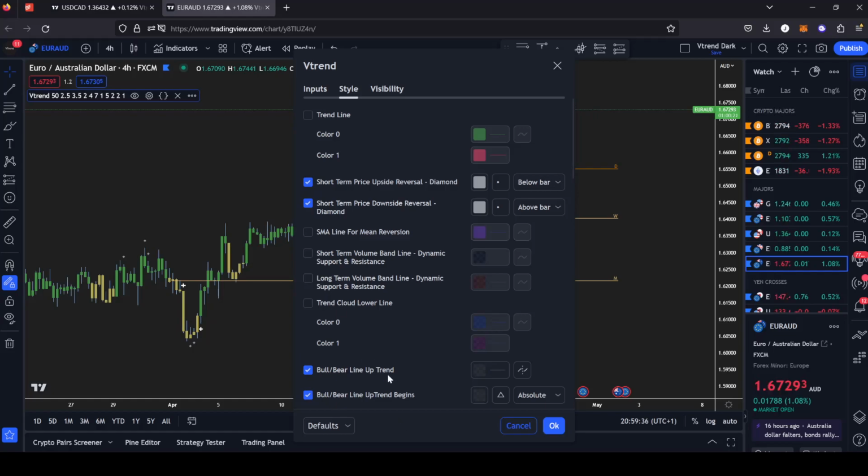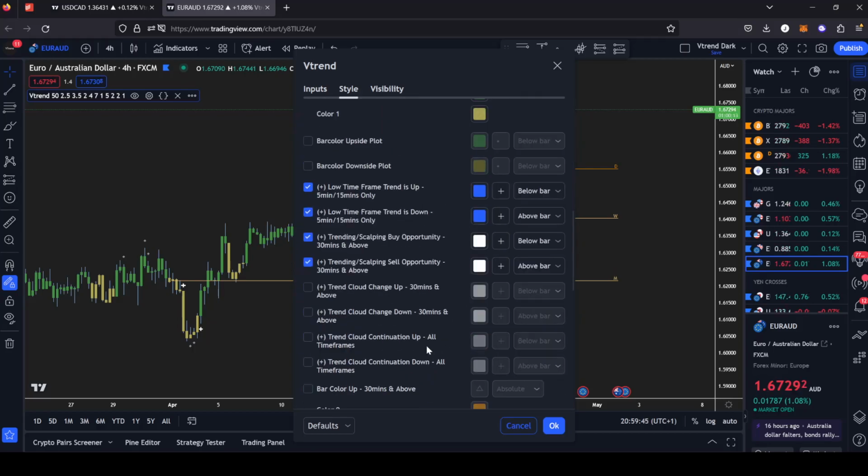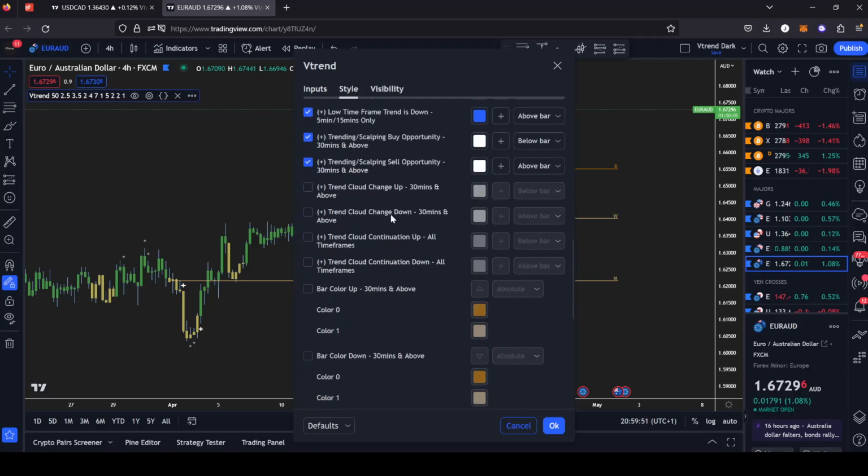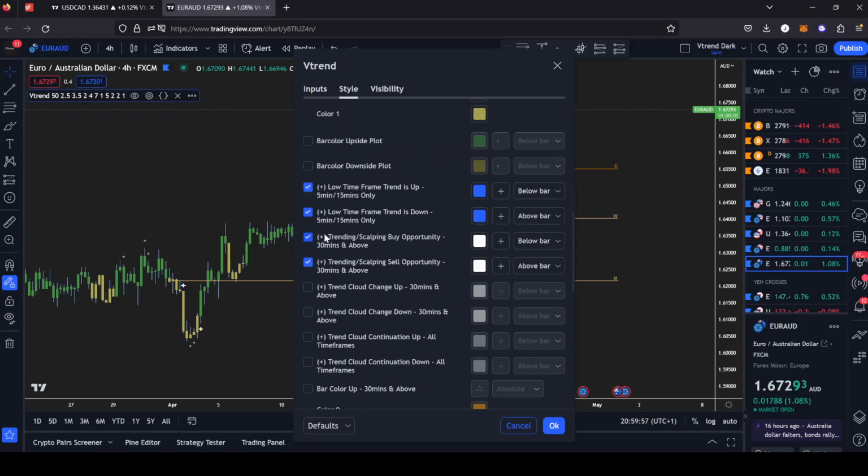In this video, I want to cover how to trade using the default signals. So that is both the trending and scalping buy-sell opportunities, and then separately the cloud chain signals and what to look for. So first and foremost, we're going to start with these.